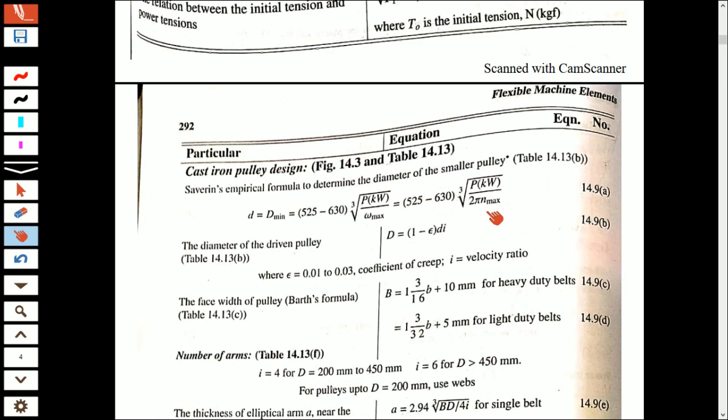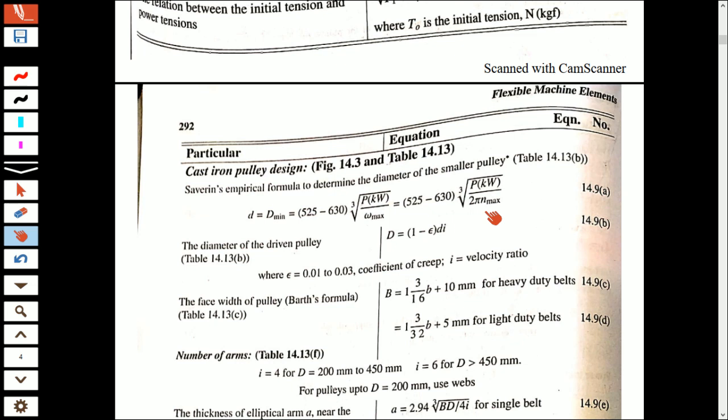Now moving forward, what I am going to discuss right now is some different aspect of the design. Till now our design was focused only on the design of the flat belt, right? The cross section of the flat belt, the length of the flat belt, the angle of contact, coefficient of friction, like that we have conducted our design. Nowhere have we discussed the pulley design, right?